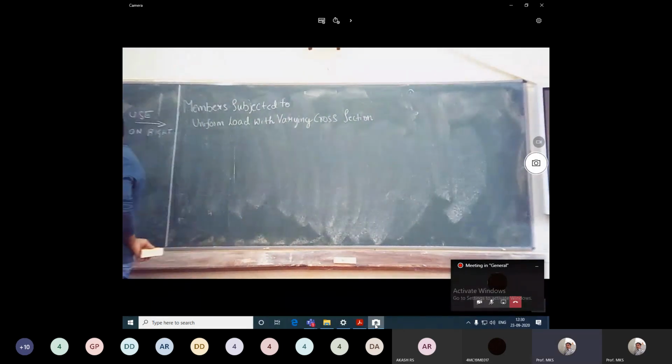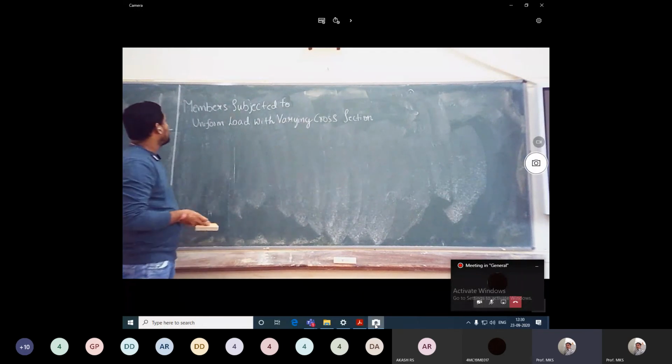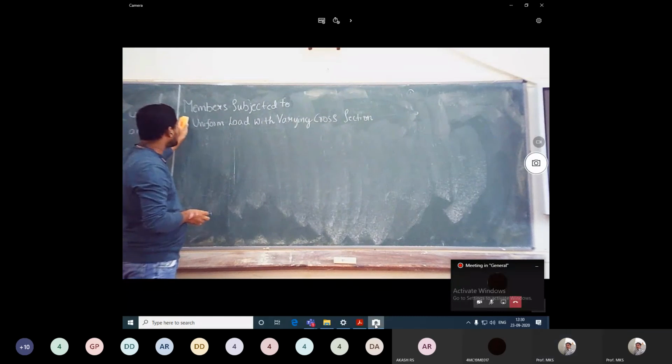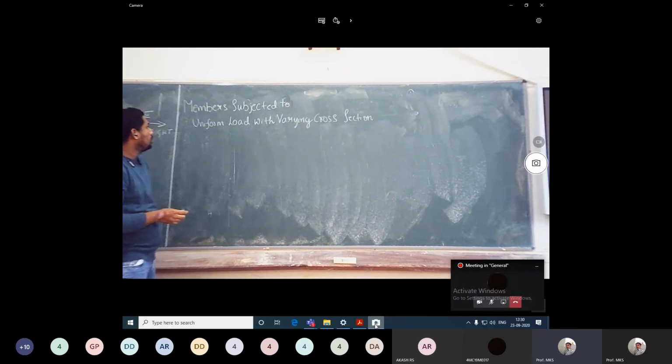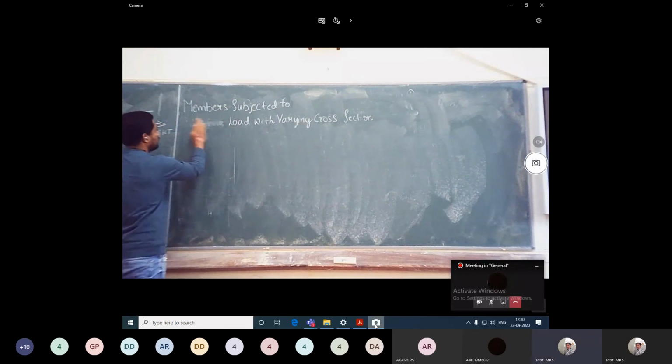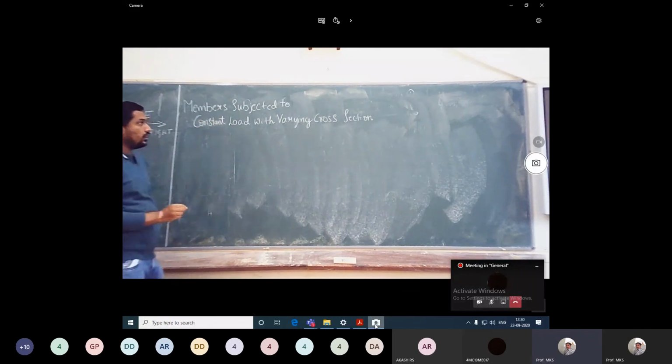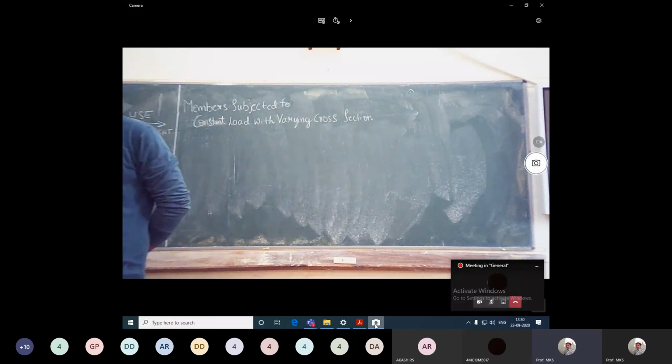So this is the next topic. We have different cross-sectional members, or bars with varying cross-section in steps. In simple terms, bars with varying cross-section can also be taken, right? Or members subjected to uniform, constant load with varying cross-section.